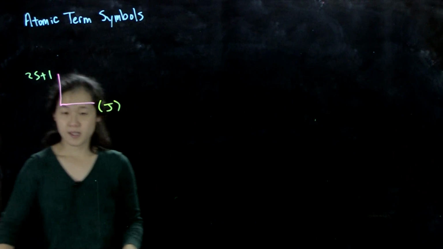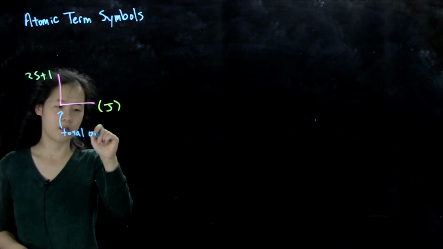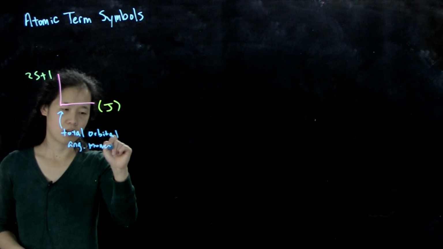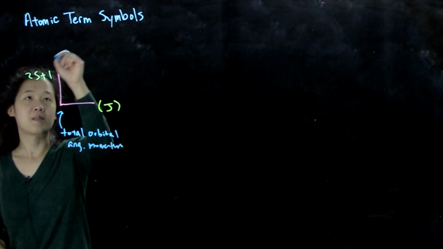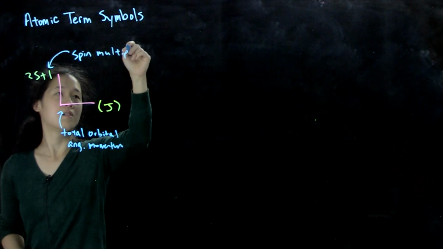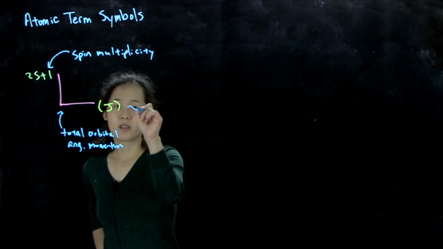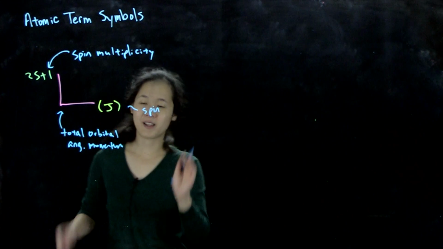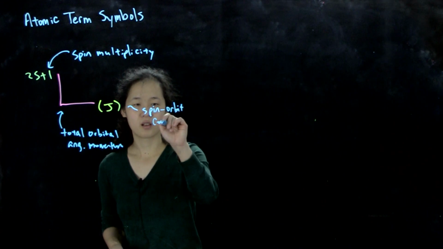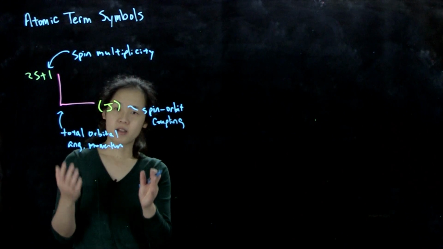So remember, this is our total orbital angular momentum. This is our spin multiplicity. And then this is our spin-orbit coupling. Spin-orbit because spin plus orbital, spin-orbit coupling. So each of these numbers together is sufficient to describe a term.